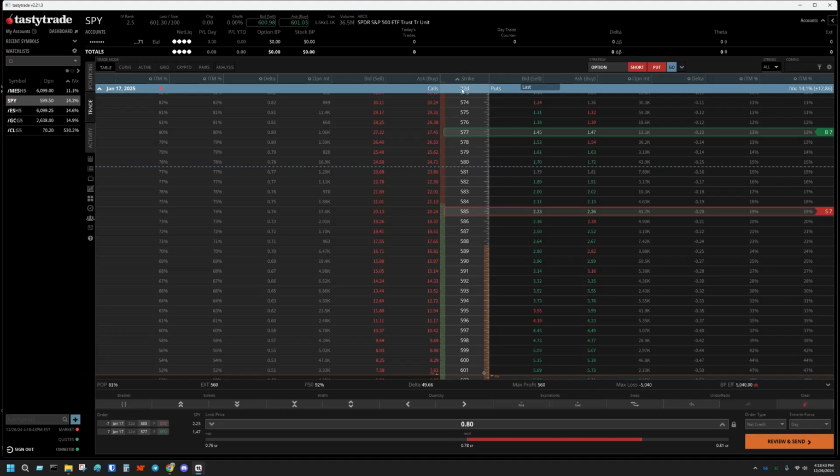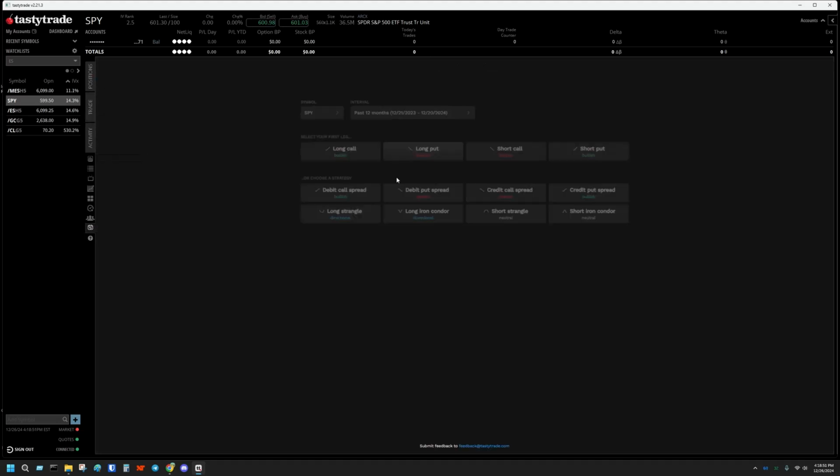Now that's pretty much the strategy. If you have any questions, feel free to ask. But how this looks in a back test would be right here.